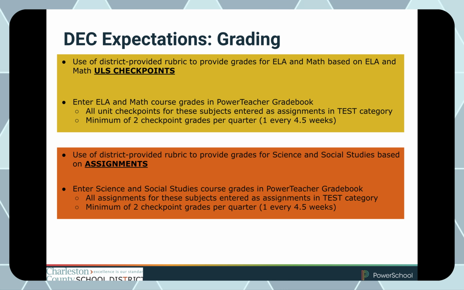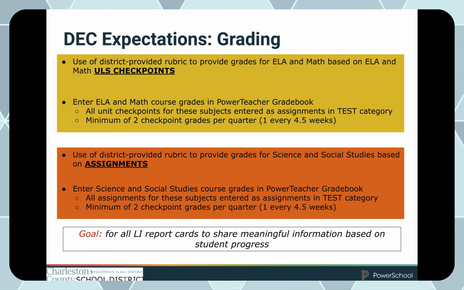For science and social studies, the district expectation is to use the district provided rubric for grades for science and social studies based on assignments. Just like ELA and math, these grades will also be entered in PowerTeacher Gradebook in the test category with a minimum of 2 checkpoint grades per quarter or one every 4.5 weeks. The goal for these assignments and grading of these assignments is that by using the rubric provided by the district, we are able to provide parents and guardians meaningful information on these required report cards to show student progress in these courses.